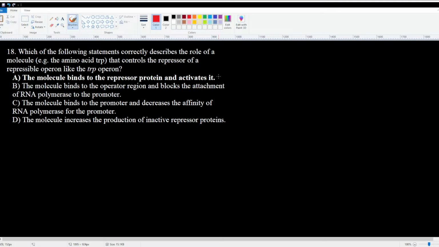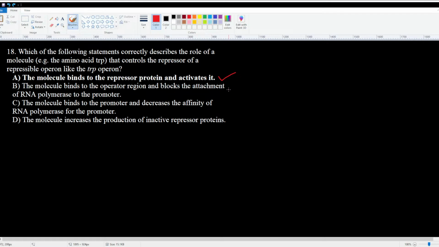So just based on that, the answer would be A, right? Which, of course, is what's bolded here. So A is saying the molecule binds to the repressor protein and activates it. So here's some of the language disparity. The molecule binds to the repressor protein. So what's being activated? The repressor protein, not the operon. The operon is being repressed by the repressor protein, which has been activated by the molecule. Right? So that's what's going on in this case.